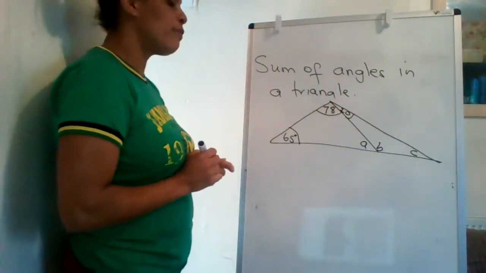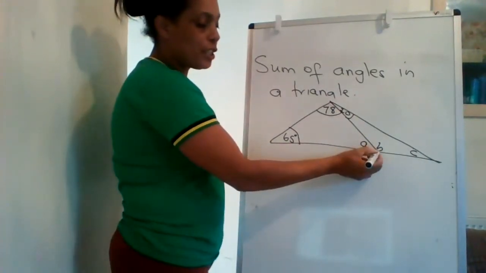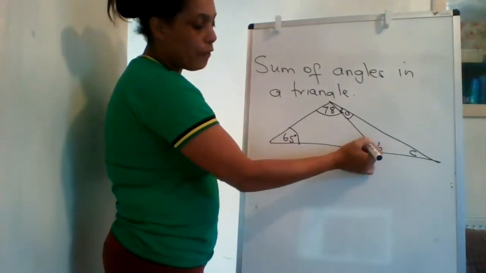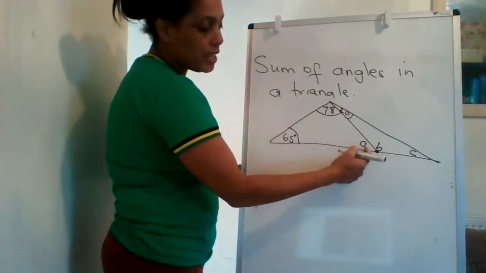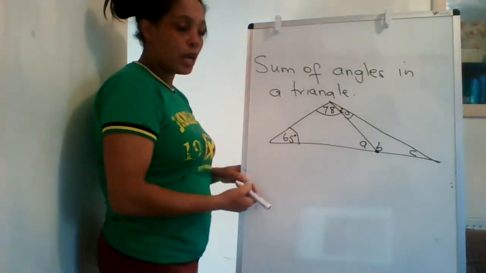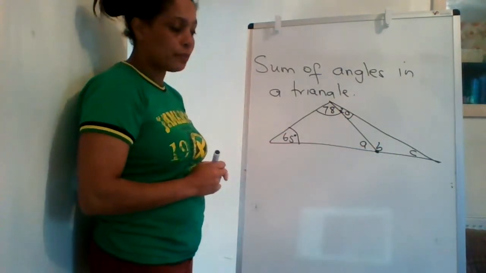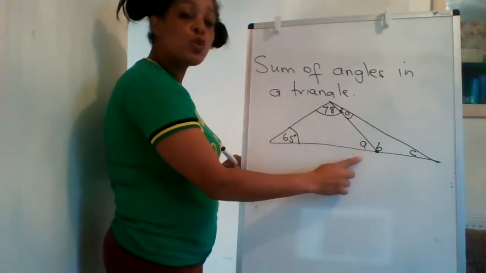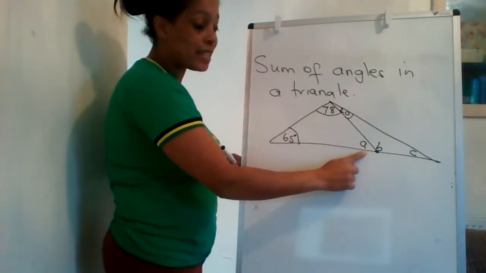Now, how am I going to find A, B, and C? Let's observe first. Here is a turning point. So if this is a turning point here, here we have a straight line. So this angle and that angle make a straight line. This angle and that angle add together to give 180 degrees. Now, we cannot find B because we do not know A. So we do not know what to take away from 180 to get B.